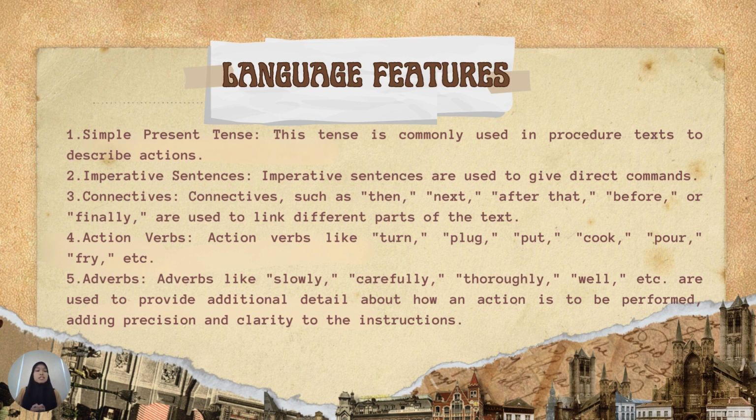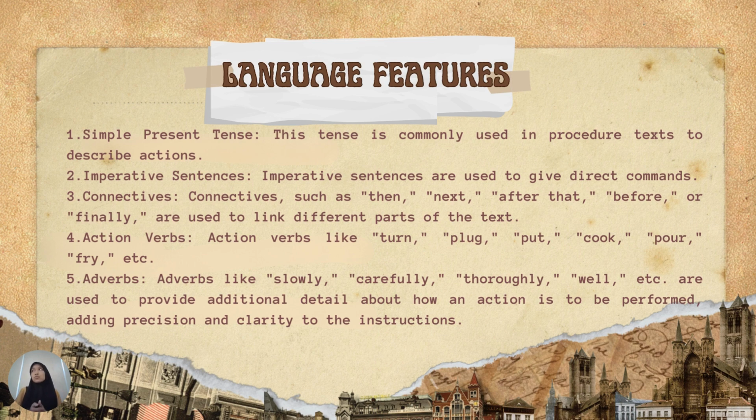The fourth is action verbs. Action verbs are like turn, pluck, put, cook, pour, fry, and etc. Of course, it is based on your actions, to do something in your procedure, when you want to make something. Five is adverbs. Adverbs like slowly, carefully, thoroughly, well, etc., are used to provide additional detail about how an action is to be performed, adding precision and clarity to the instruction.